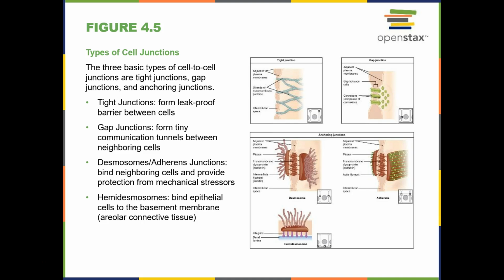We also see desmosomes in tissues like cardiac muscle, which also has a lot of mechanical stress on it. As the heart is pumping and constantly beating, it's got a lot of that mechanical stress associated with it. And so we have these desmosomes there as well. And then hemidesmosomes are half of the desmosome. They hold epithelial tissue to underlying connective tissue, areolar connective tissue, which makes up the basement membrane.